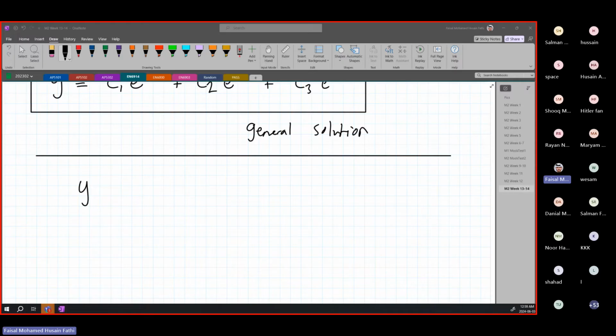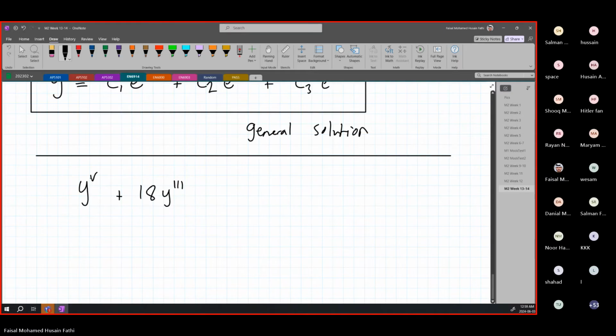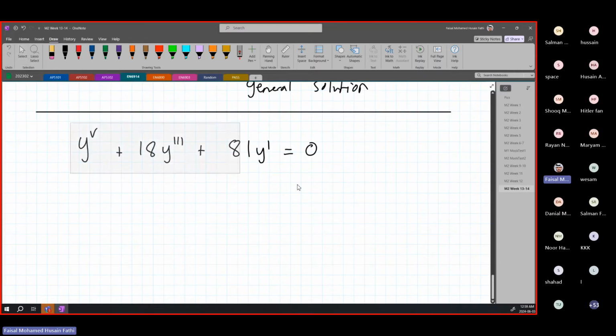Okay, so we have y fifth derivative plus 18 y triple prime plus 81 y prime is equal to 0. All right. Here, you might think this is a fifth order and it's complicated and all of that. It is actually a fifth order, but there is a trick to it and it is very straightforward. It's very simple. So how do you know?